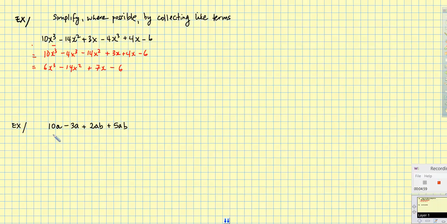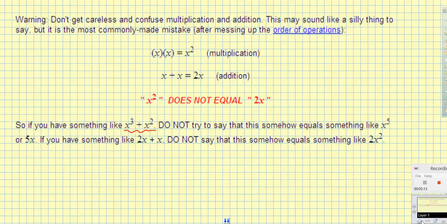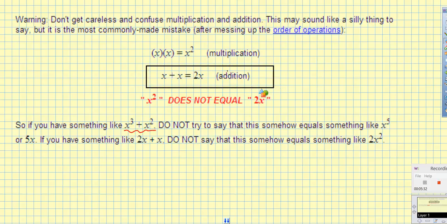My next example, 10a minus 3a will give me a 7a, and 2ab plus 5ab will give me plus 7ab. So again, we're always looking at collecting like terms. Now, here I have just in huge writing exactly what I mentioned to you before. If I am doing x plus x, then I am saying that I am just going to add.